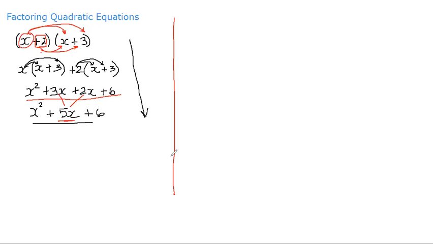I'm going to use the same thing and work it back. I'm going to put it in a different color ink. I'm going to look at the quadratic expression, x squared plus 5x plus 6. And then we want to factorize this.